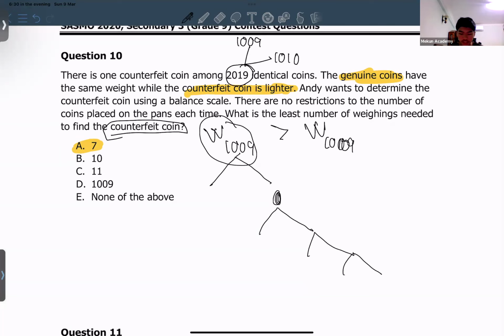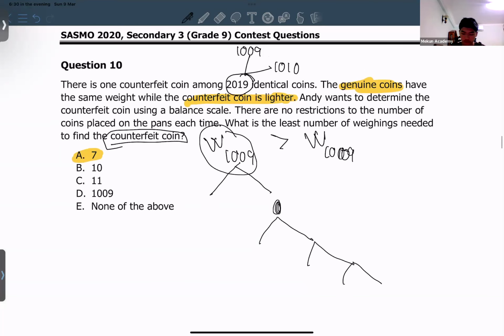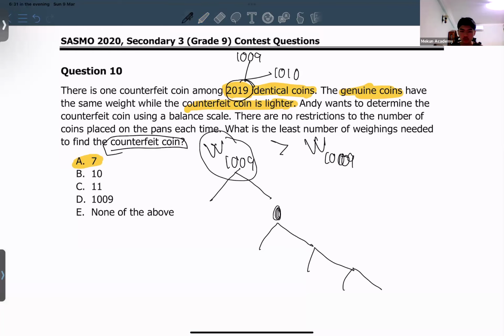So the strategy on doing this is you need to divide. For example, they gave you 2019 coins. In 2019, there is one counterfeit coin or more. I'm not so sure, but in the question you can just assume there's only one. So from this, you need to divide the 2019 into 2 or 3, up to you. If you divide this into 3, you can just divide 2019 by 3, and you'll get how much each one has.